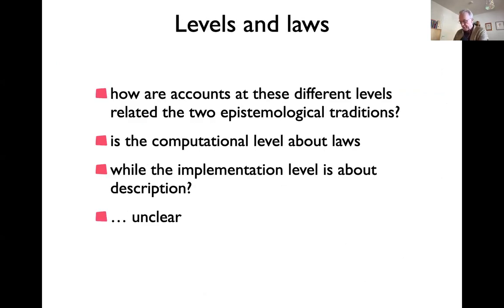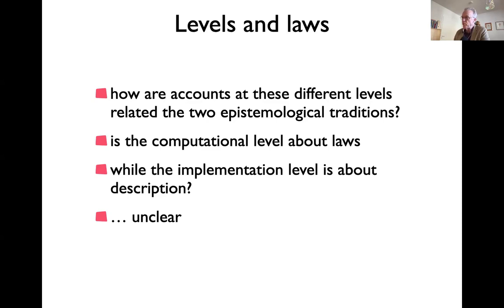Okay, so I want to circle back to the original question. If you make these models at different levels, can you say that, for instance, the computational level is really about laws, and the implementation level is really like description, like biology? Actually, I don't really think that that is clear. So as I hinted, these levels are not so clearly defined.